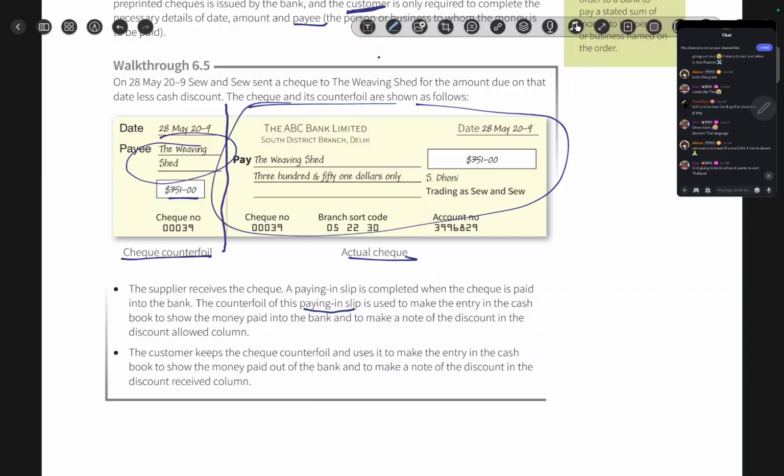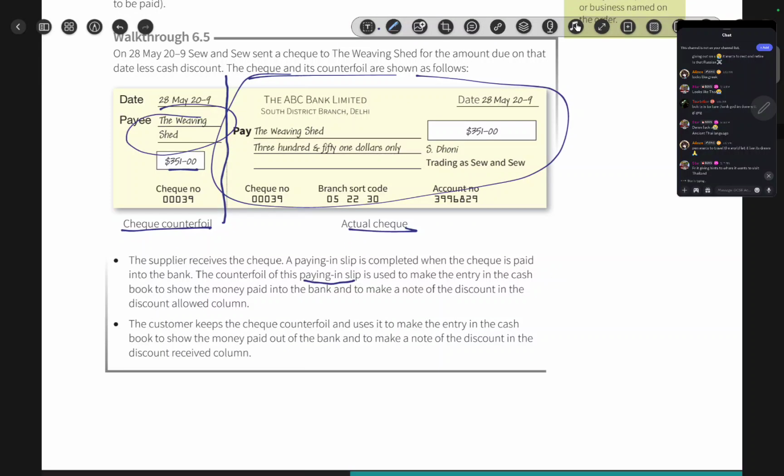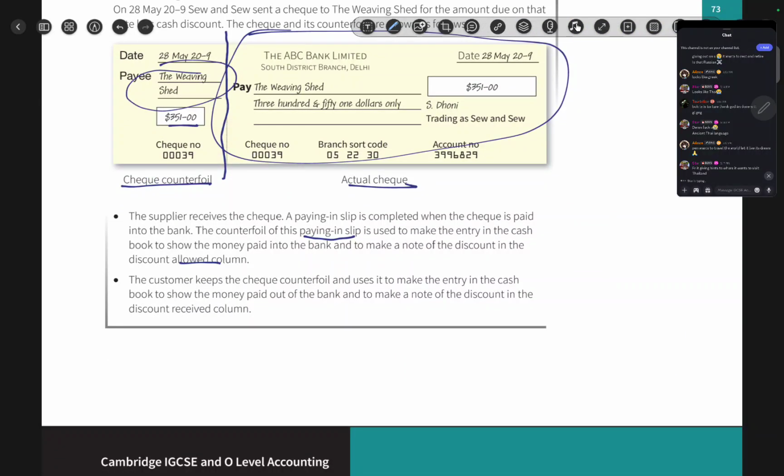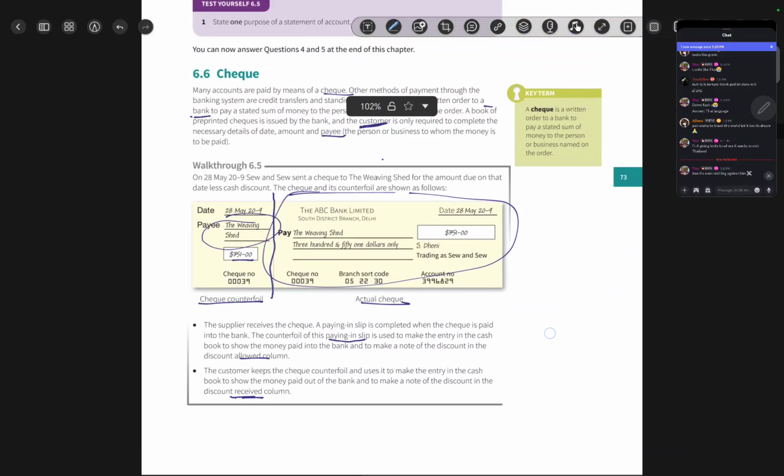takes it home, uses it to record it into the cash book, and records that he got this much money, and then does the discount stuff because he's giving discount, discount allowed, because the supplier gave this discount to the customer. And then this check counterfoil, the customer keeps it and uses it to make an entry in the cash book, show the money paid out of the bank, and to make a note of the discount received because it's a customer.